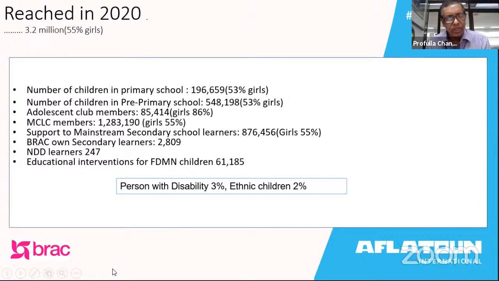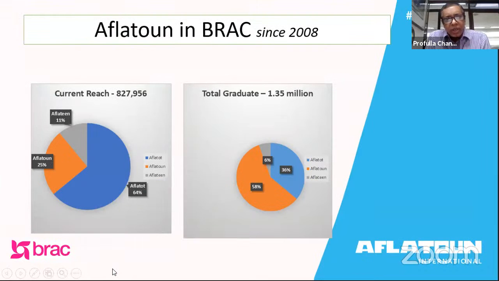Out of this, we cover 3% persons with disability, and also children from ethnic communities. In Bangladesh, the national figure is that 2% of children in primary education are persons with disability, and for ethnic communities it is 1%. Current Aflatoun reach since 2008 is 827,000 children, as we see in the pie chart, with the three programs at 11%, 25%, and 64%. The total graduated till now is 1.35 million, at 36%, 58%, and 6%.